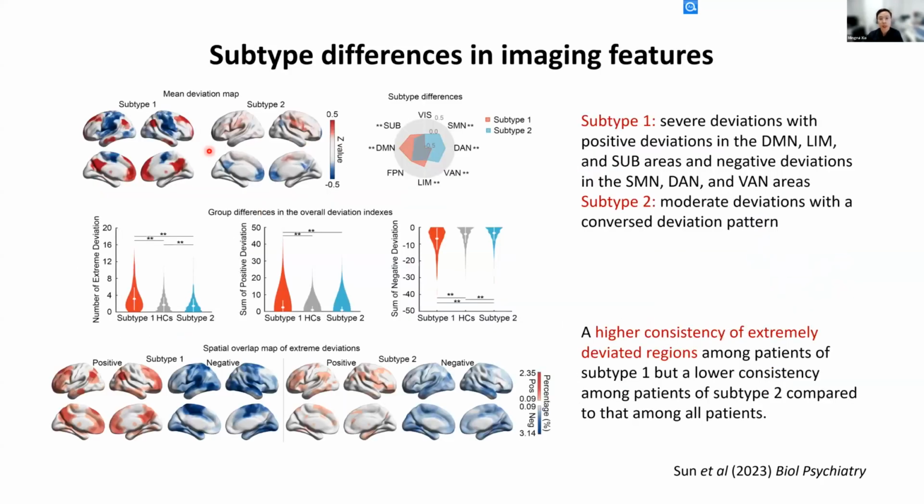Subtype 1 had severe deviations, with positive deviations in the default mode, limbic, and subcortical areas, and negative deviations in the sensorimotor areas, while subtype 2 had moderate abnormalities with an inverted pattern of deviations. After subtyping, we observed a higher consistency of extremely deviated regions among the patients of subtype 1.